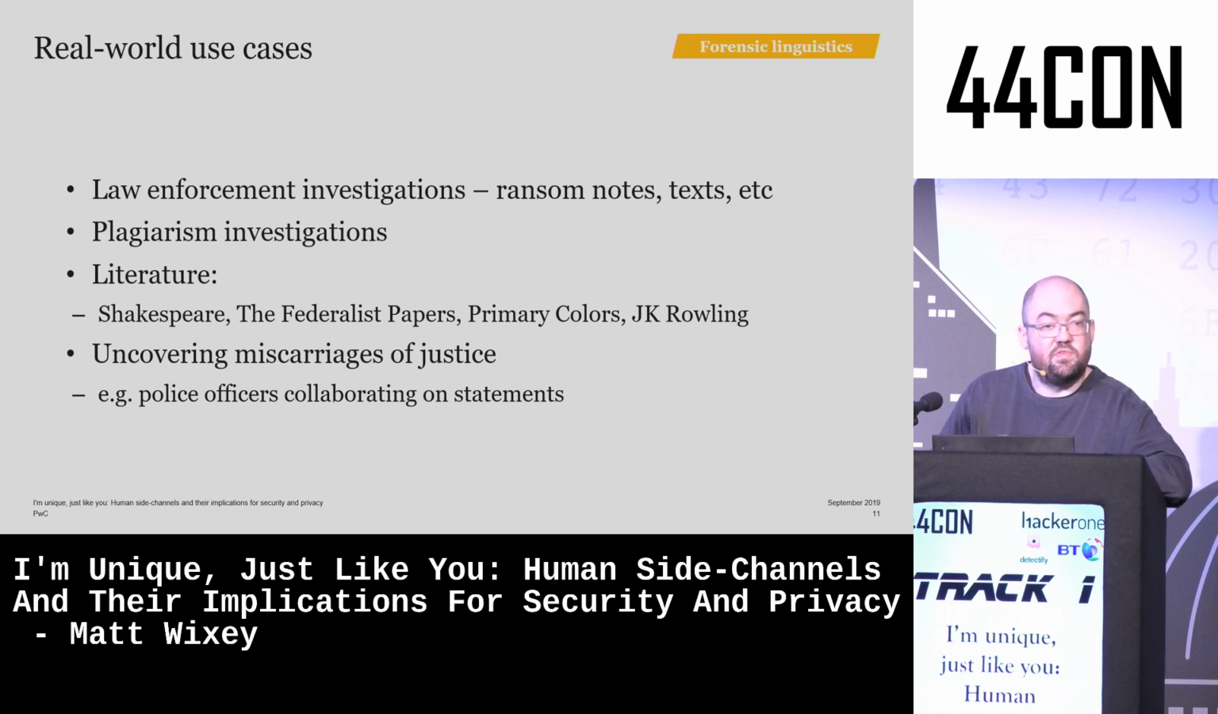It's used for plagiarism investigations in academia. It's been used in literature, to try and work out who, if not Shakespeare, wrote Shakespeare's plays, the Federalist Papers, and J.K. Rowling's first post-Harry Potter novel. And as with the John Christie, Timothy Evans case, it's used in looking at miscarriages of justice.